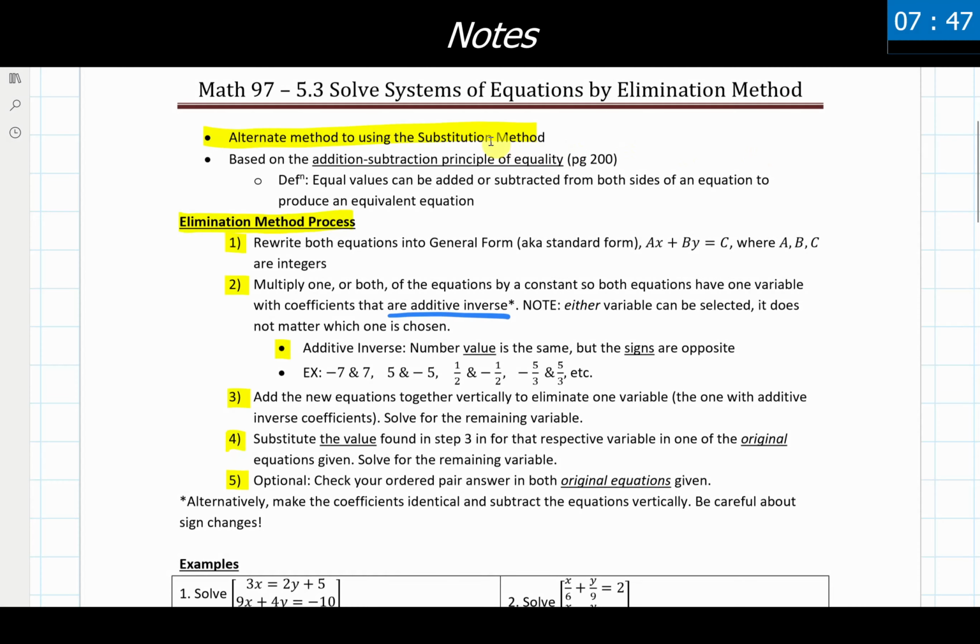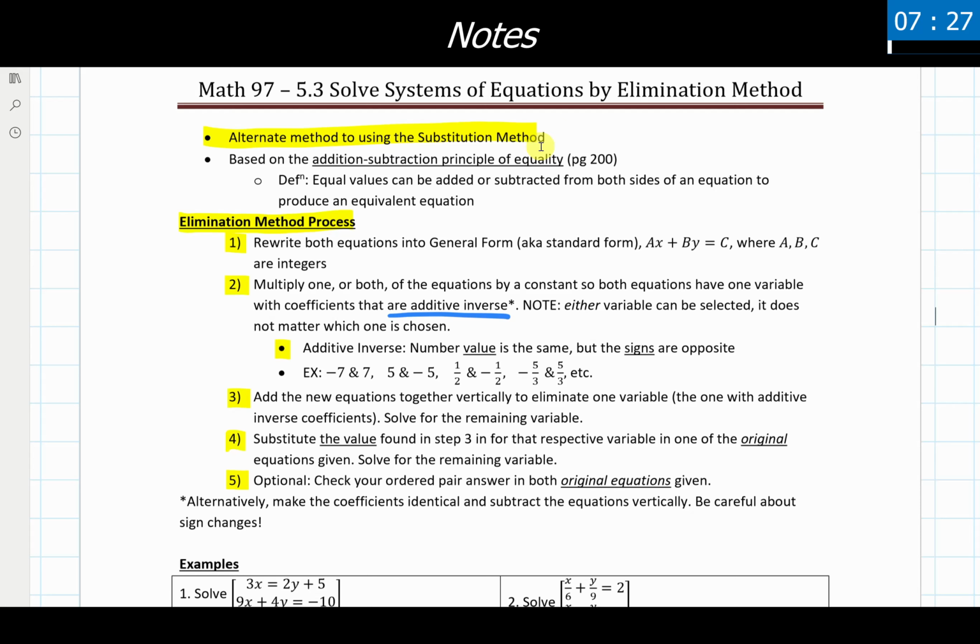In this video, we're going to cover how to solve systems of equations by using the elimination method. Right from the beginning, we should note that the elimination method is just an alternate method to the substitution method that we use for solving these things algebraically.